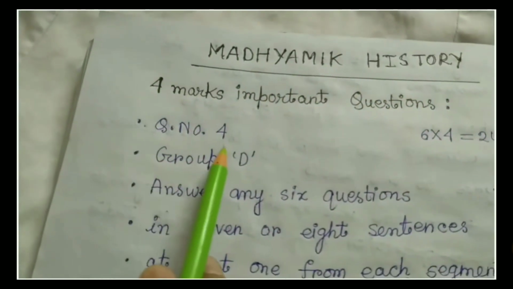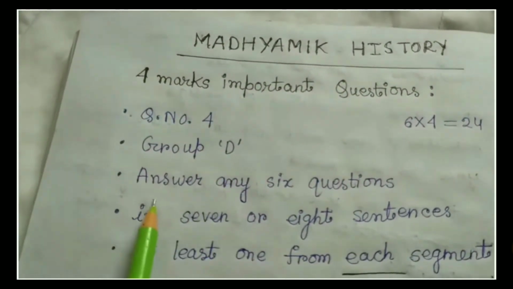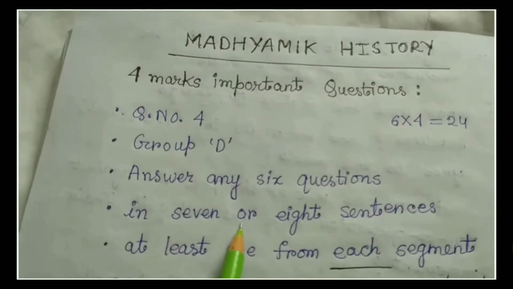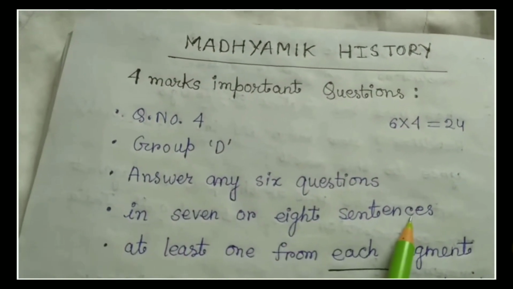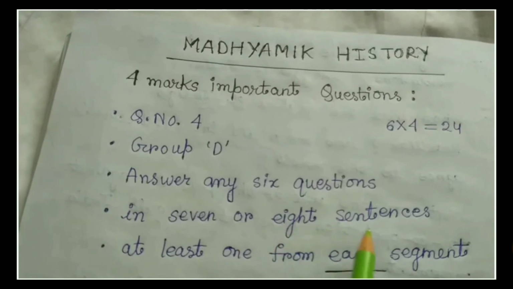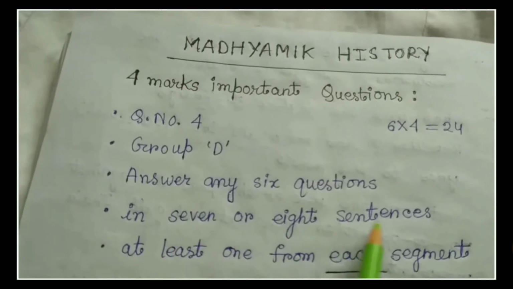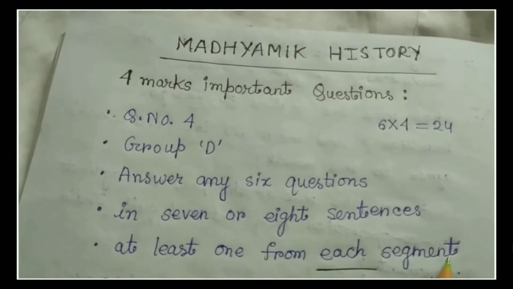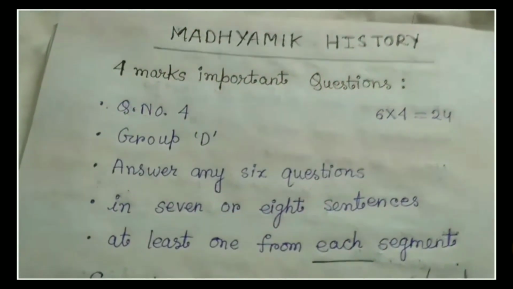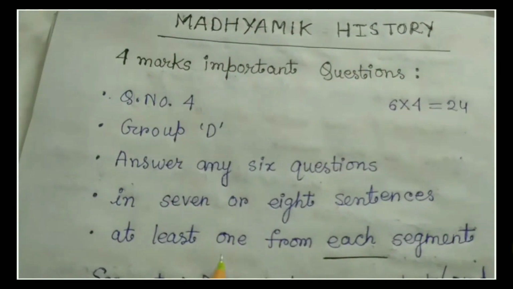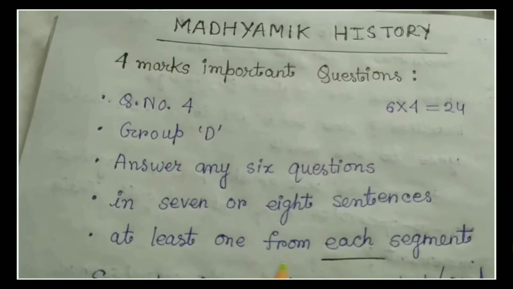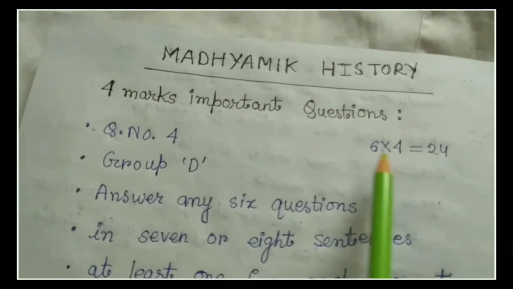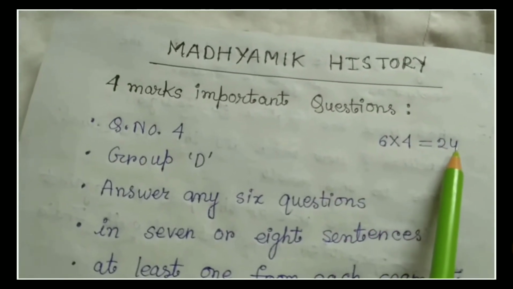Question number 4, Group D. Answer any 6 questions in 7 or 8 sentences. You write all the answers in 7 or 8 sentences, at least one from each segment. This point is very important because you must learn at least one answer from each segment. So here the total marks is 24, 6 into 4 equal to 24.